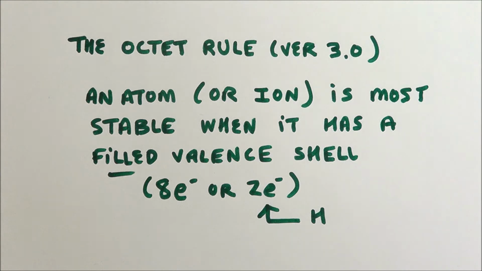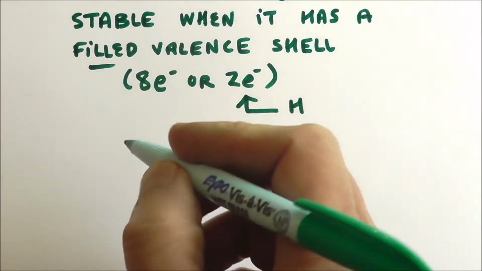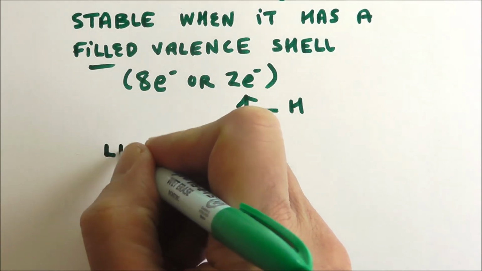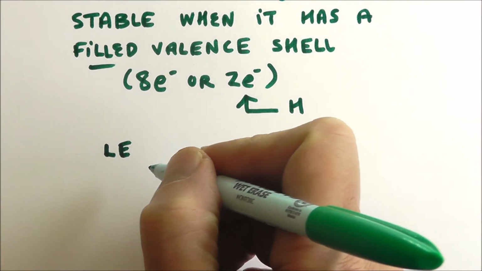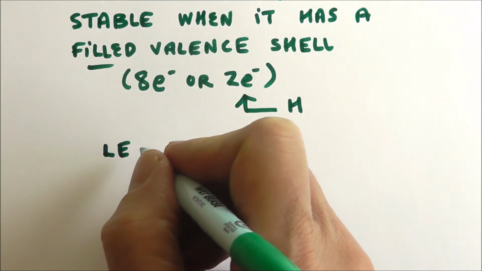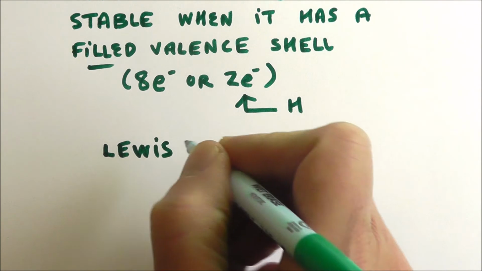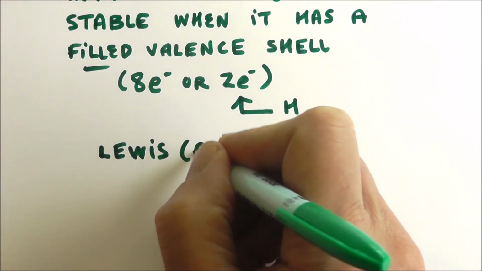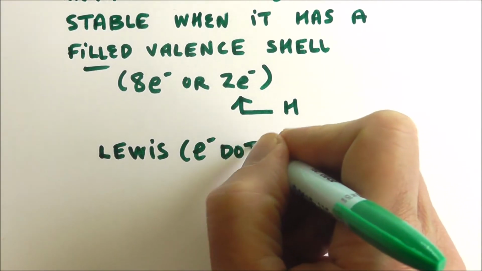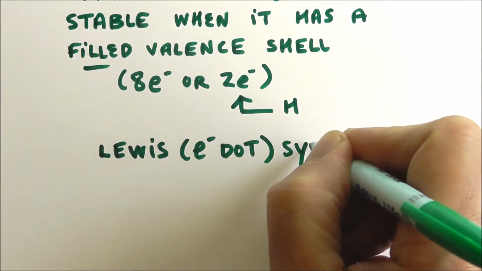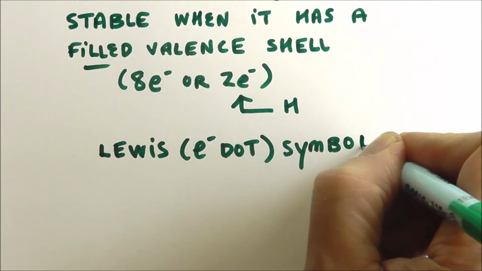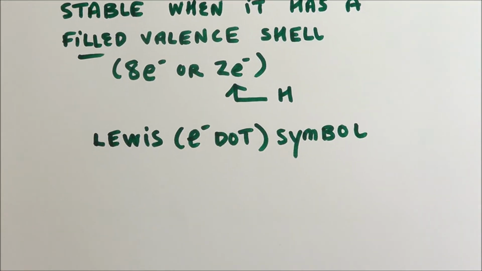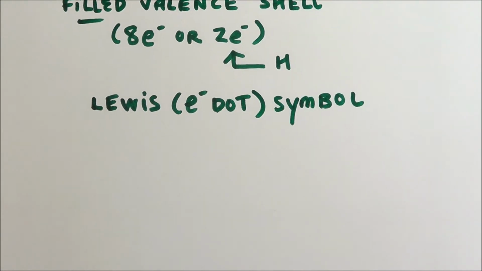And so we can write out the electron configuration. That gives us a very deep understanding, but that's awful time consuming. So a new way of communicating this is through a Lewis electron dot symbol. That's named after a person, Lewis.